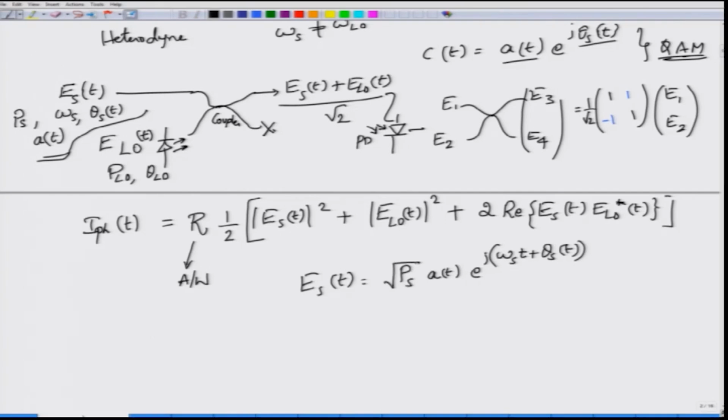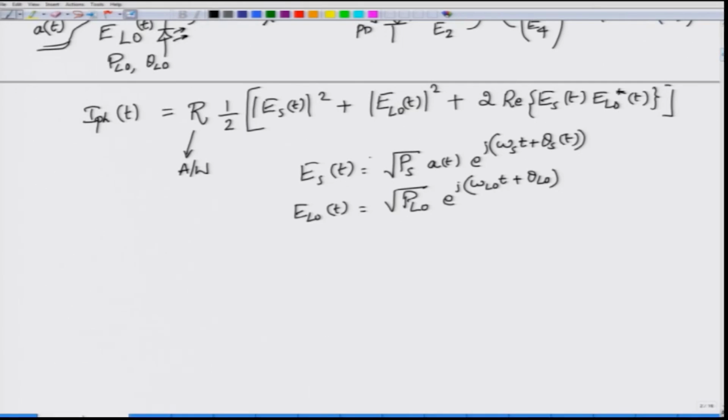There is also square root of Ps. This is the incoming signal. The local oscillator signal will also be given in the phasor notation as square root of PLO e to the power, it is not modulated, so it is simply e to the power j omega LO t plus theta LO. Okay. So, if you substitute these two expressions and then simplify, the photocurrent will consist of 3 terms. The first term is R by 2 PR, okay, where PR is equal to PS A of t magnitude square. Okay. PS is the incoming signal amplitude. So, PS A of t magnitude square.